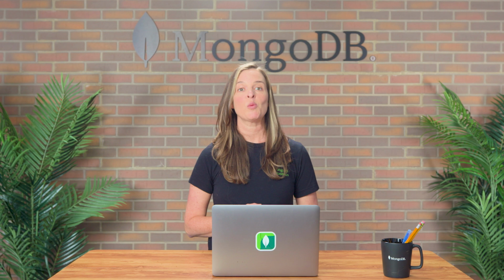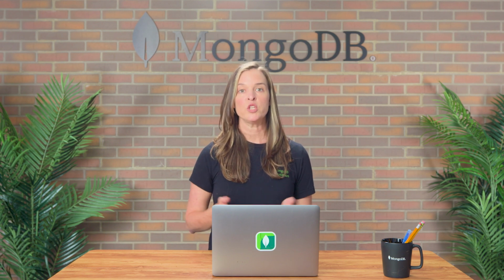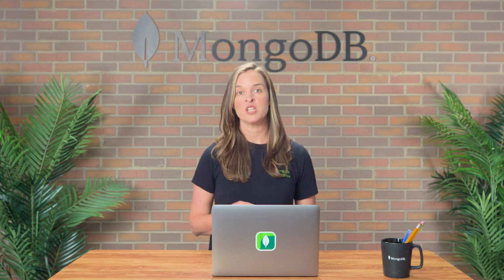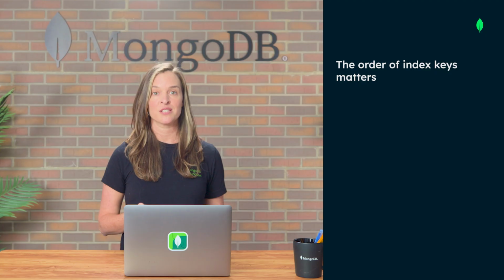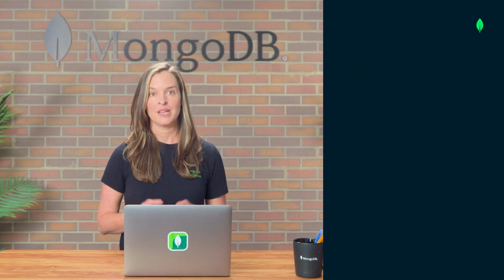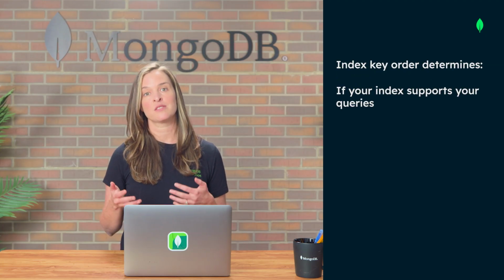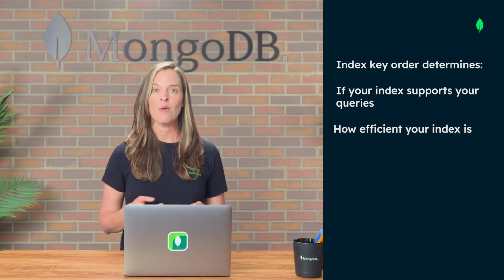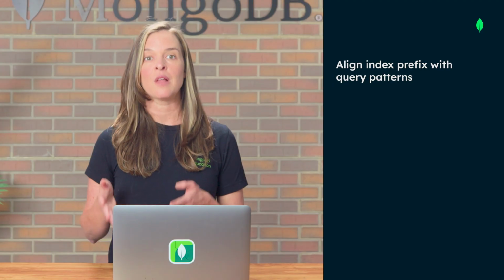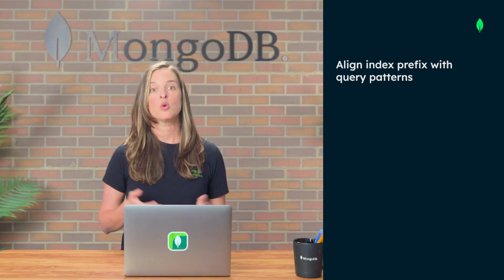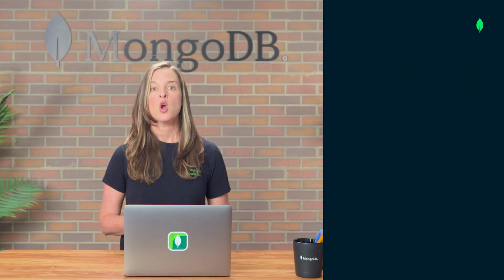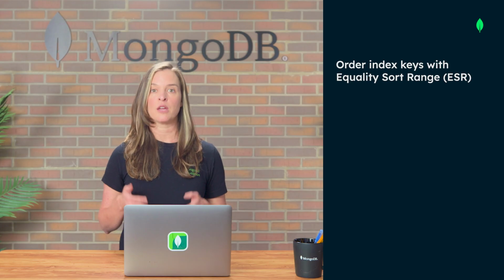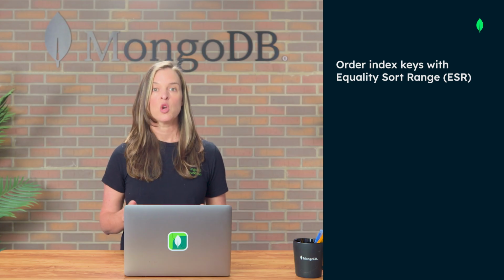First, let's recap what we learned in this video. When you're building compound indexes with MongoDB, the order of your index fields matters. Index key order can determine if an index supports your queries and how efficient your index is. To ensure that your index supports your queries, make sure that the index prefix aligns with your query patterns. And to improve the performance of your indexes, order your index fields by following equality, sort, range, or ESR.